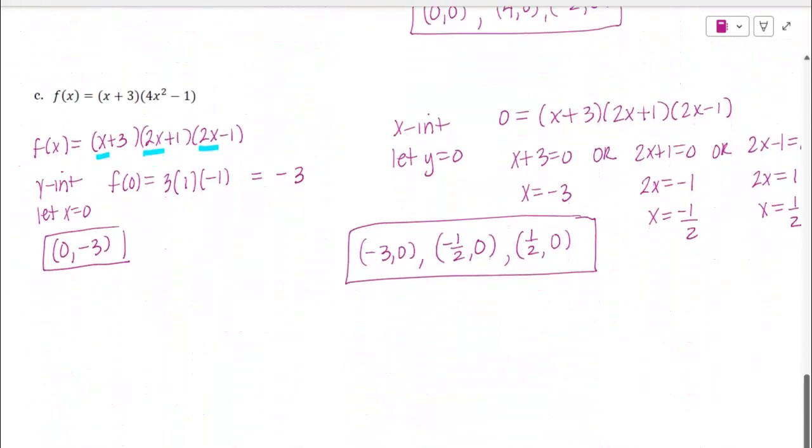And then for this third example, if we were to multiply this whole thing out, we would have something to the third power. We see that it's something to the third power also because we were getting 3 zeros here. So this is going to have at most 2 turning points.